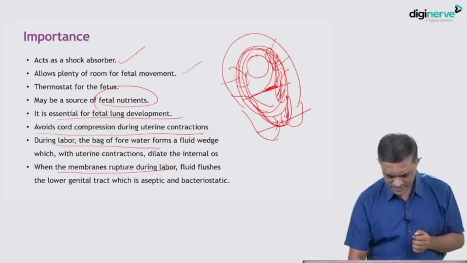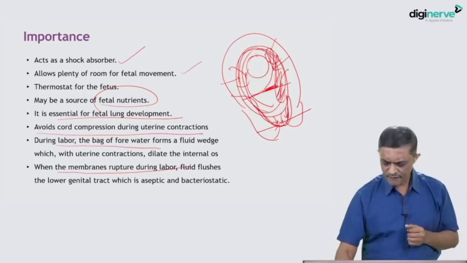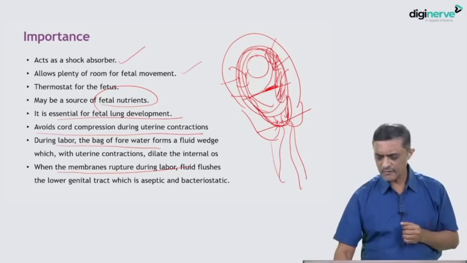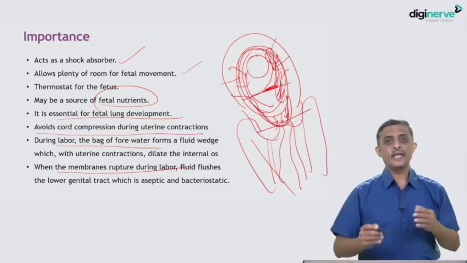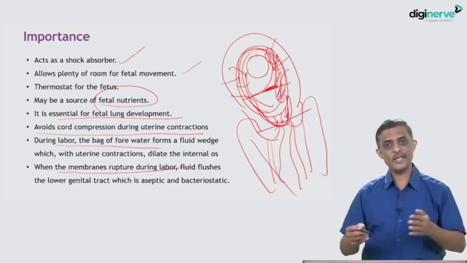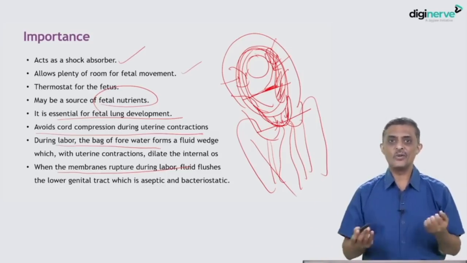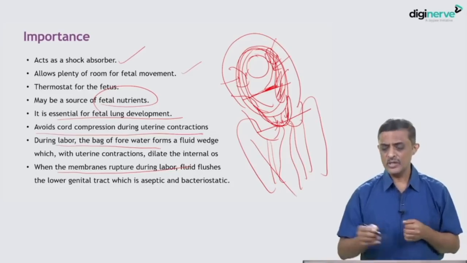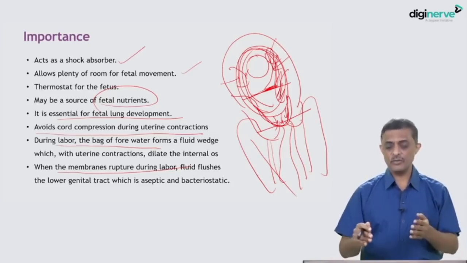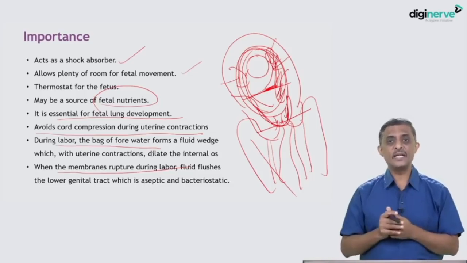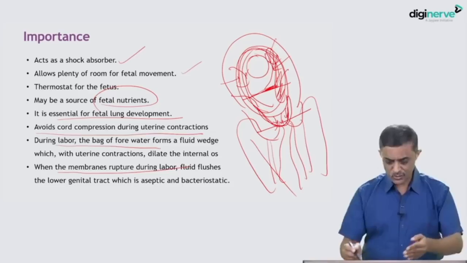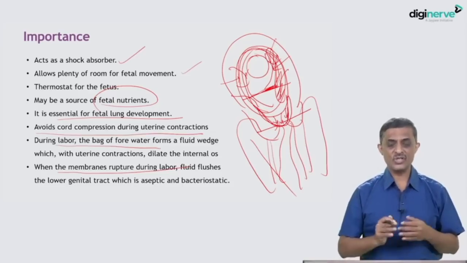And when the membranes rupture, the fluid flushes the genital tract here, and whatever infective material that is there in the vagina can get flushed out, and it creates a wonderful aseptic passage for the baby to come out. Look at this nature's mechanism, so wonderful. The sterile amniotic fluid will flow through the vagina, washing away all the septic material, whatever it is there, and through that well-washed passage, the baby can come out unscathed, right? No possibility of infection.